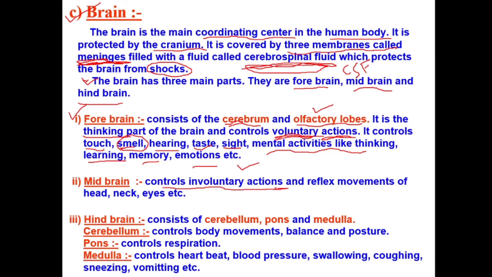Involuntary action means like involuntary muscles we have studied, right? Where are they present? They are present in our lungs, they are present in our digestive tract. All those involuntary movements are controlled by midbrain. Also the reflex movements of head, neck and eyes are controlled by our midbrain. Next we will see what is reflex movement.